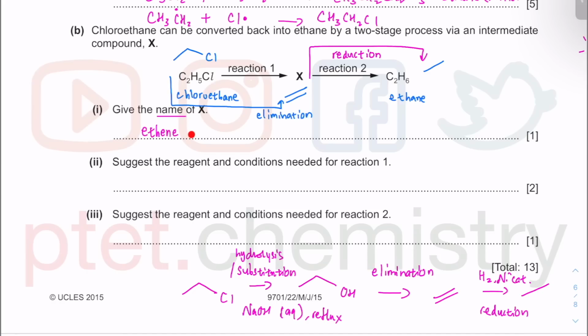They want the name, they don't want the formula. They want the reagent and condition for reaction 1. This is the elimination of hydrogen halide. So you are trying to remove HCl from your halogenoalkane to give you back the alkene. You also use NaOH, but here you will see that this is substitution, this is elimination. Substitution versus elimination from the halogenoalkane is a very, very important concept that gets asked time and time again.